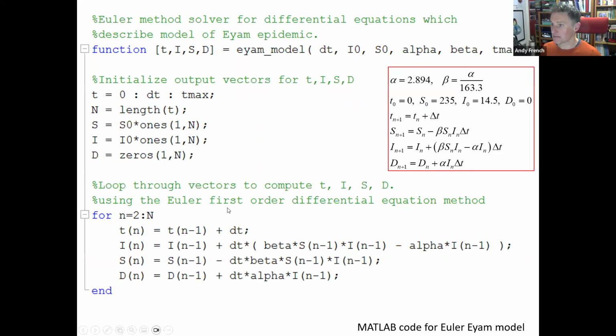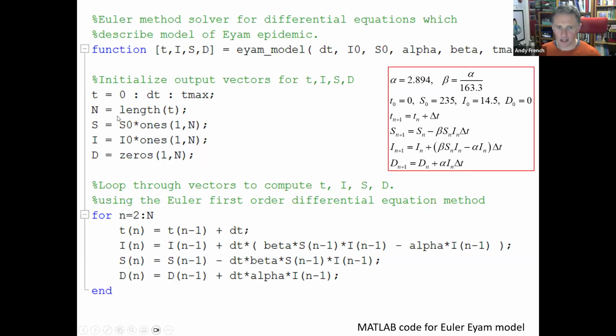So this is how we do it in MATLAB. And again, it's going to be very similar in Python. I'll show you that shortly. So this is a function. What we want to do is output vectors of time, infectives, susceptibles, and the dead. I'm going to call it the E model. And my inputs are my time step, my initial infectives, my initial susceptibles, these two parameters, which happen to be 2.894 and this one, and my maximum time, which might be, I don't know, 5 months or something like this.